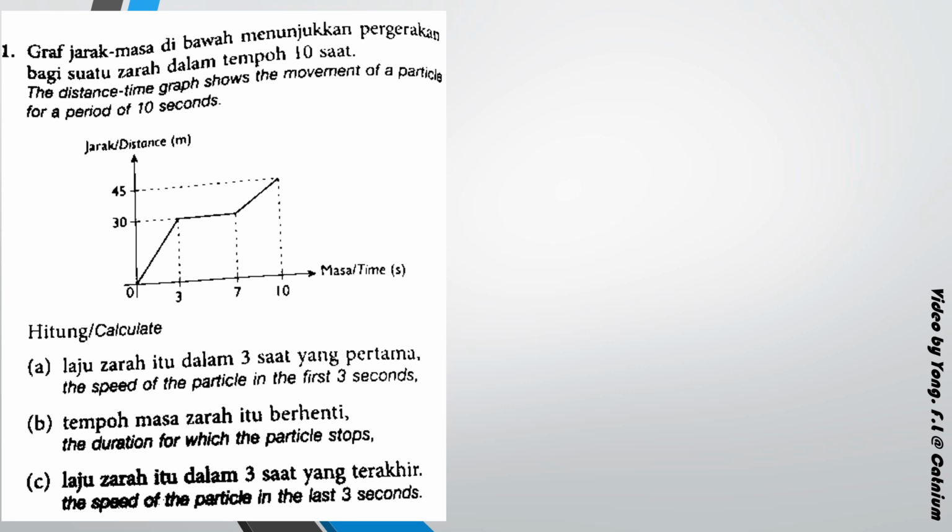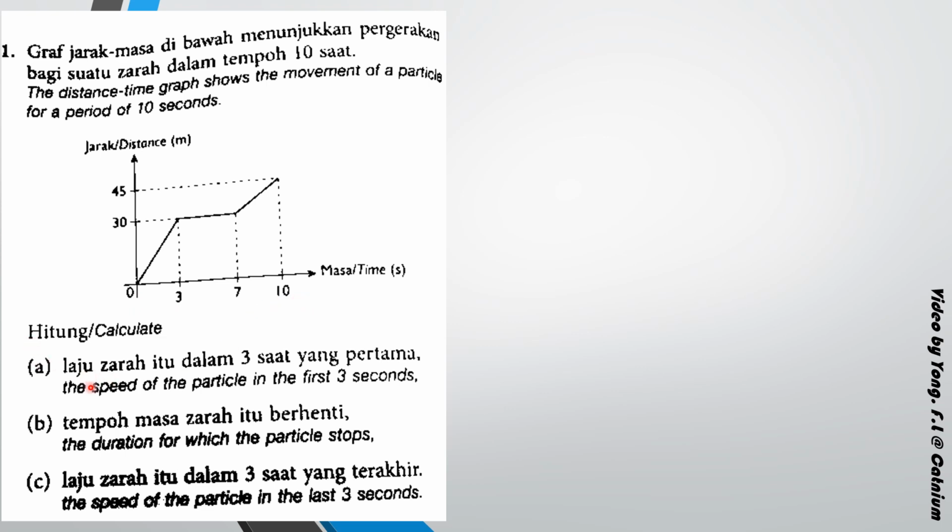So this is a graph of distance over time. Distance over time, distance jarak kepada masa. The distance-time graph shows the movement of the particle over a period of 10 seconds, so it's from 0 to 10.